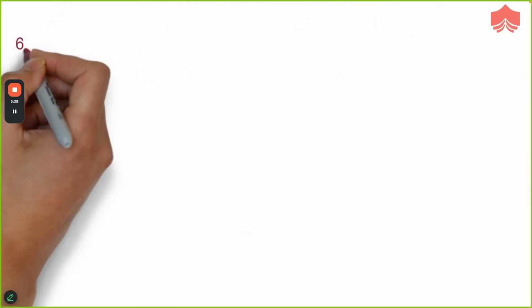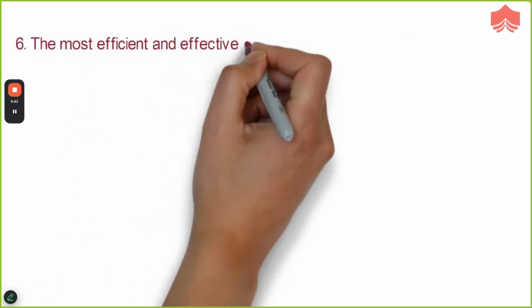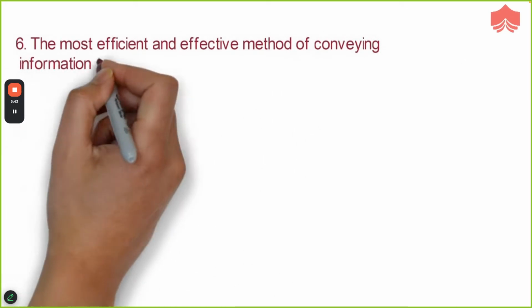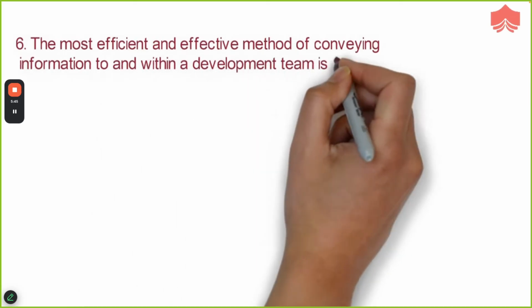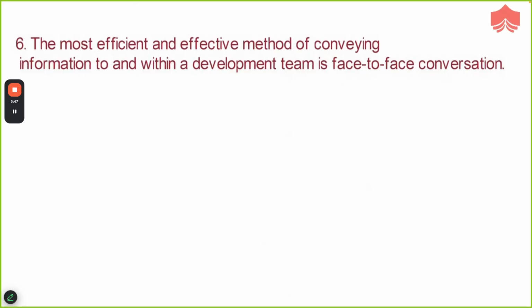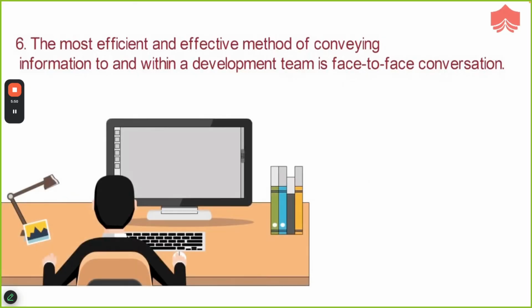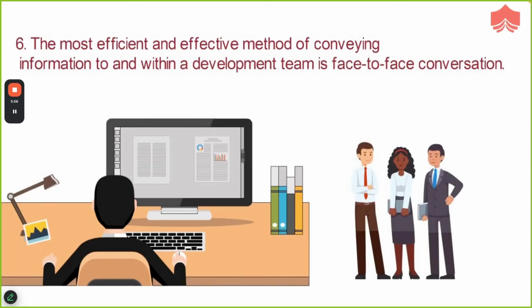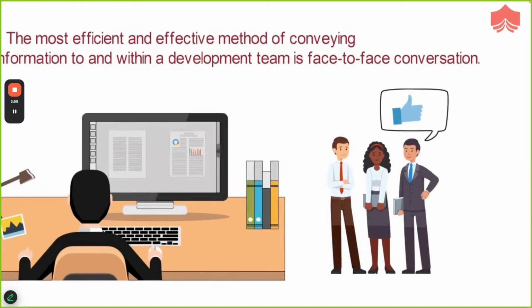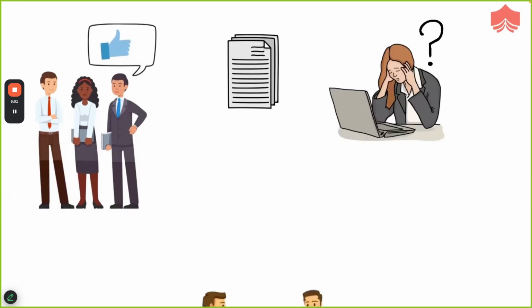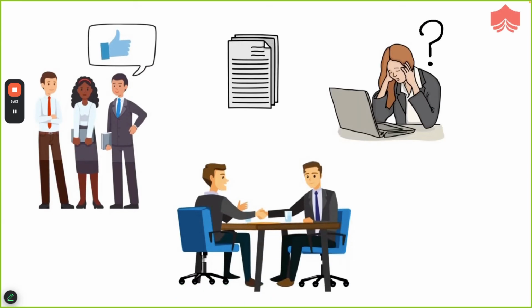Sixth principle: the most efficient and effective method of conveying information to and within a development team is face-to-face conversation. Most of the communication in a project is about project process or project content. It is crucial for the success of the project that the development team understands the right information correctly. Written communication is prone to ambiguity, whereas face-to-face conversation provides the ground for prompt clarification and quicker communication. As a result, product development becomes faster and more precise.